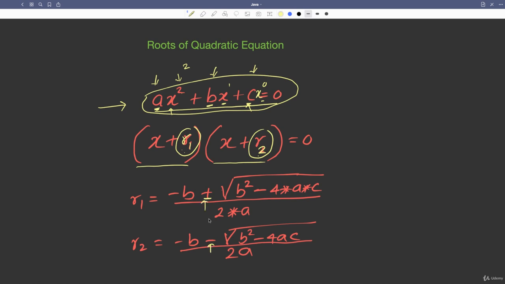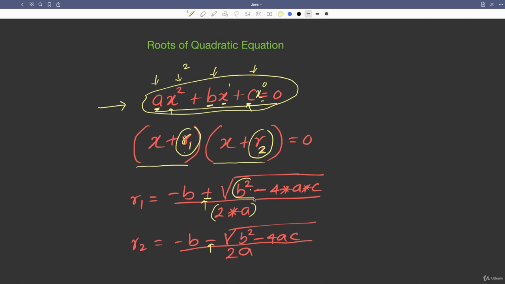So plus and minus. Let us see the formula. Minus b plus square root of b square, that means b into b, minus 4 into a into c, divided by 2a. The denominator contains 2 and a together, the product of 2 and a. And this is also 2a, the only difference is that instead of plus we have minus, everything else is the same.